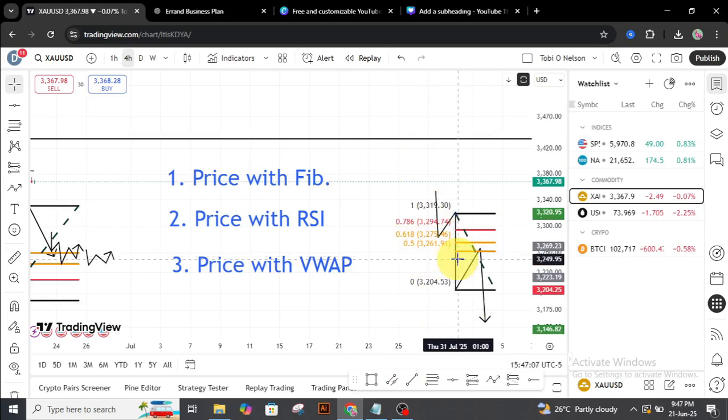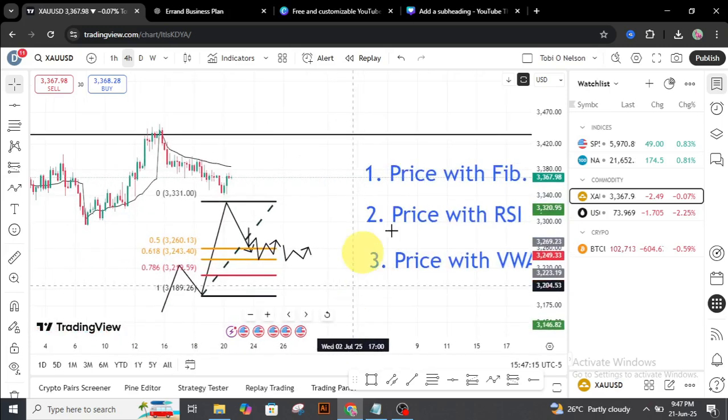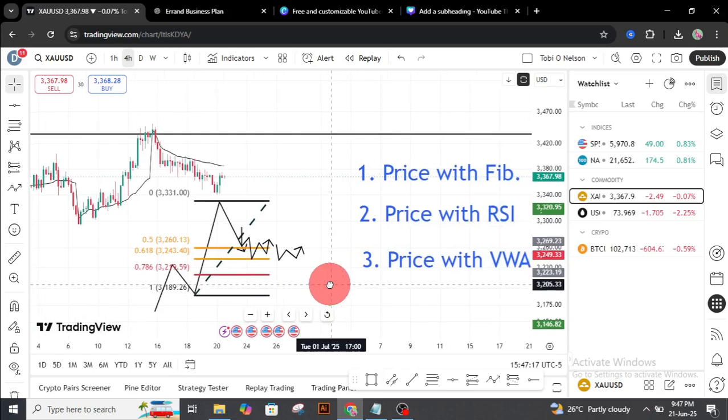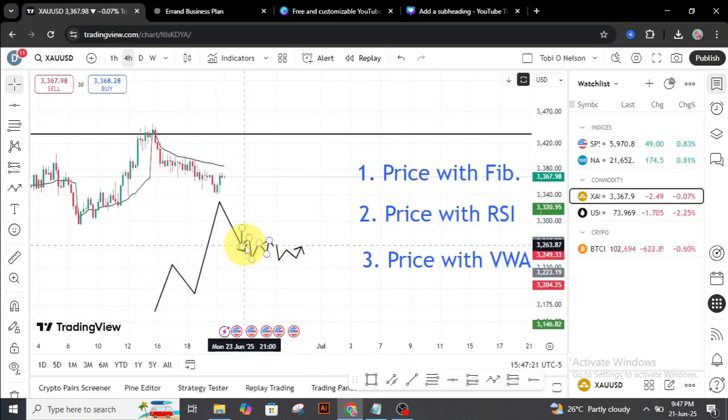All right, the next one, let me remove all these. The next one has to do with price action and the RSI. Price and RSI. In this case, I'm going to show you some trades that I took with crypto as an example. I will use that as an example.